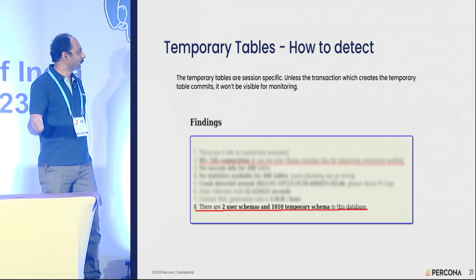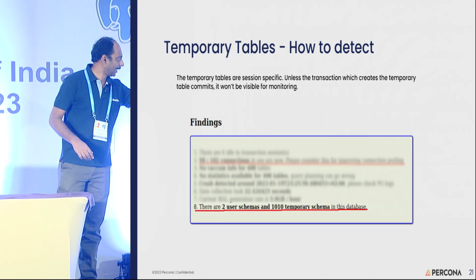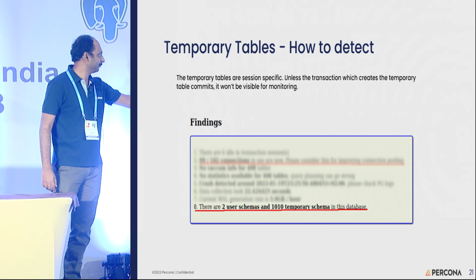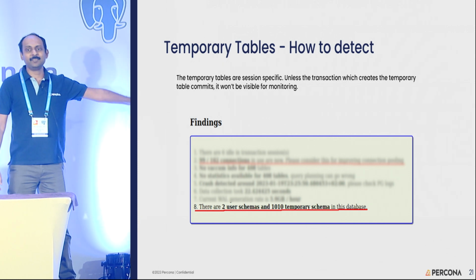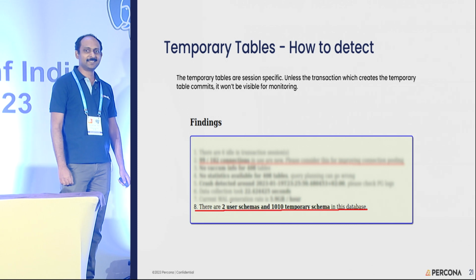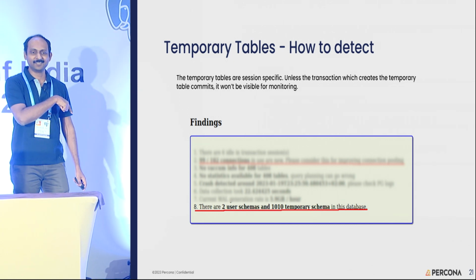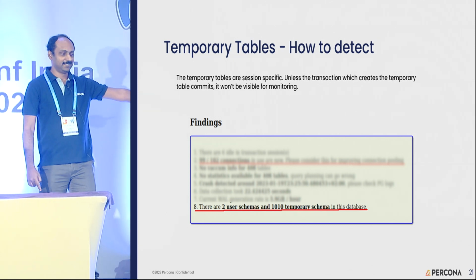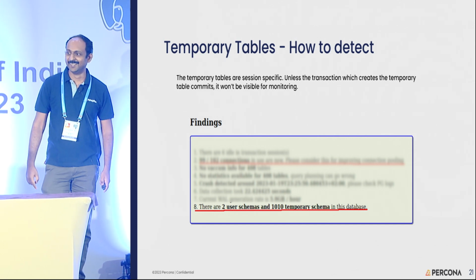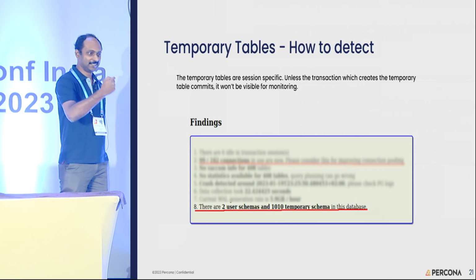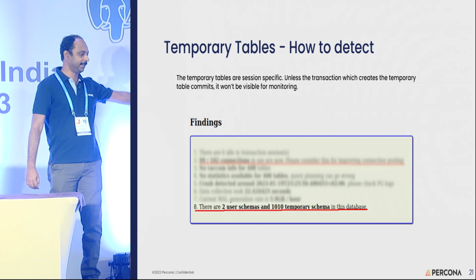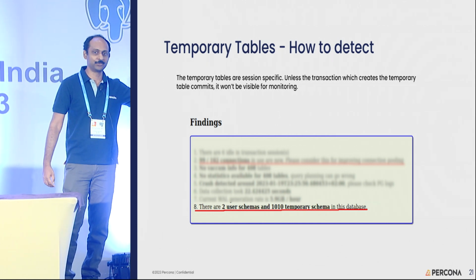So the workaround for that, of course, is to use a different method to detect temporary table usage, because the temporary table will create a temporary schema. That is the indication that they are using temporary tables. So in this case, more than 1,000 temporary schemas are created. This way we can detect that there is some usage. So our report should highlight that there is huge temporary table usage.